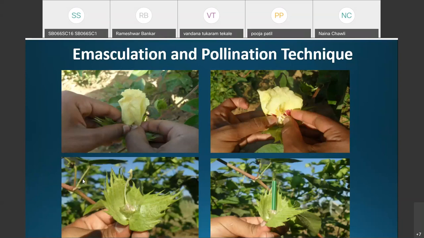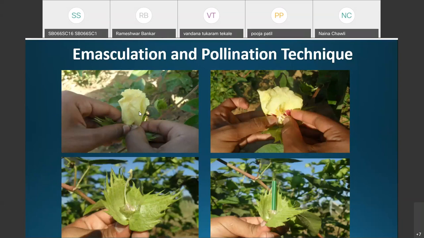The crosses are made one day before the flower would open normally. Generally, the emasculation and pollination process is carried out one day before the flower would open normally. Here you can see the flower selected, which is likely to open the next morning.